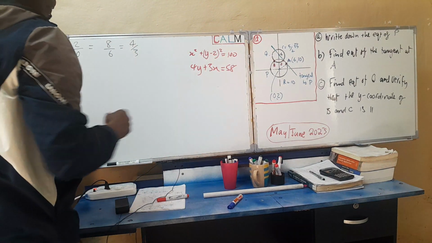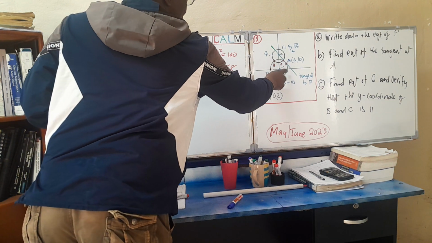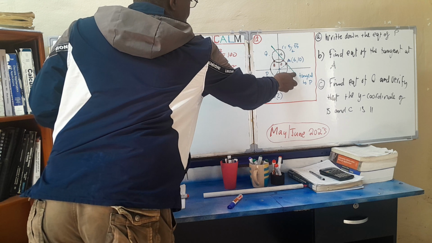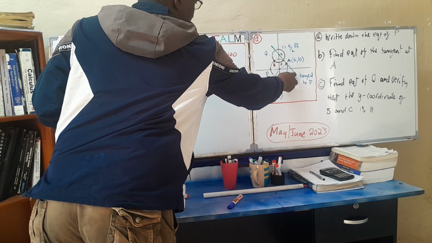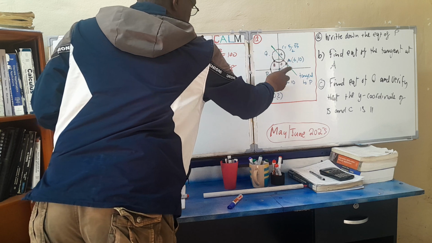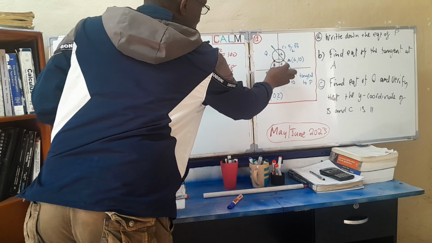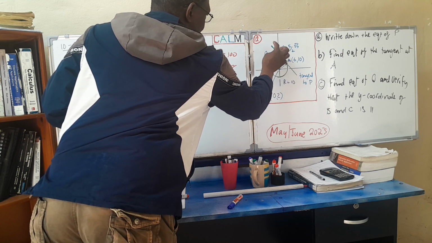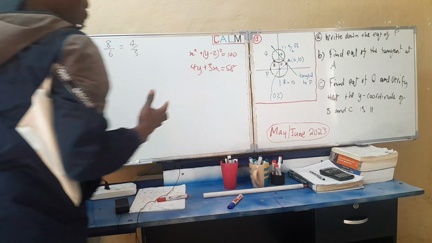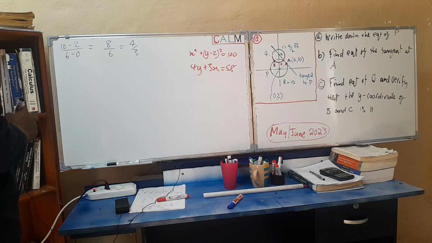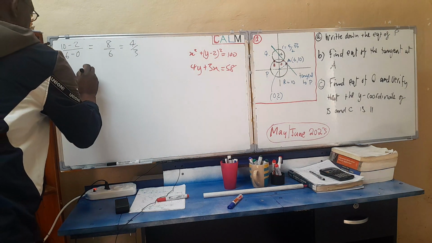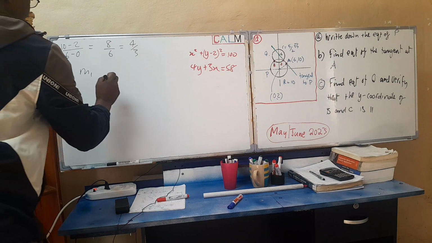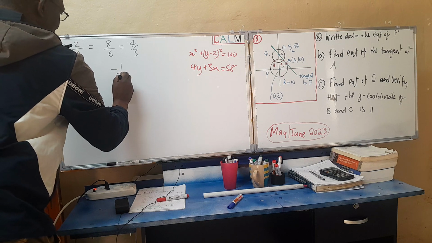But what do we know about this line? This line is a radius, and that one there is a tangent. The radius of a circle is always perpendicular to the tangent. So at this point A, we have a tangent, so the radius and the tangent are at 90 degrees. What do we know about perpendicular lines? When one line has gradient m1, the other line, which is perpendicular to it, will have gradient minus 1 over m1.